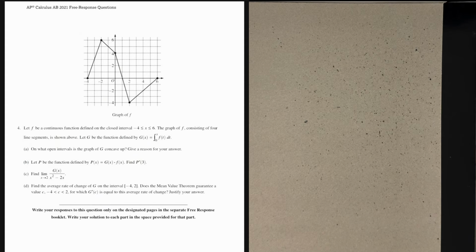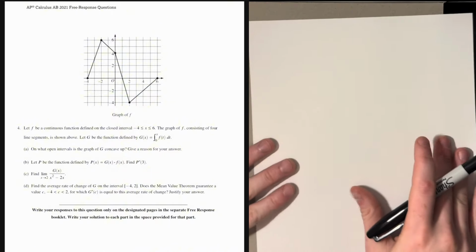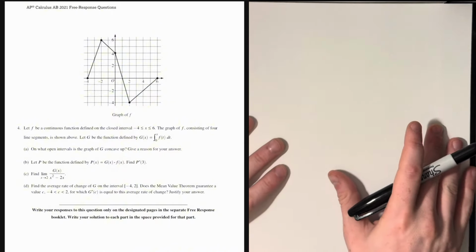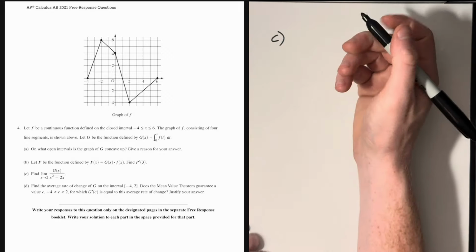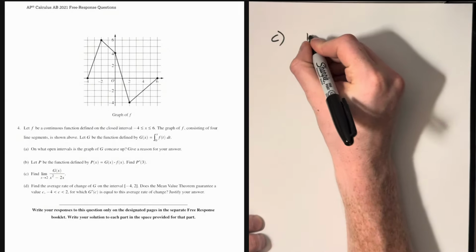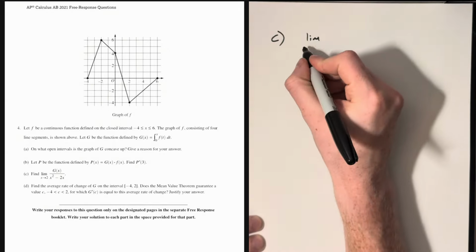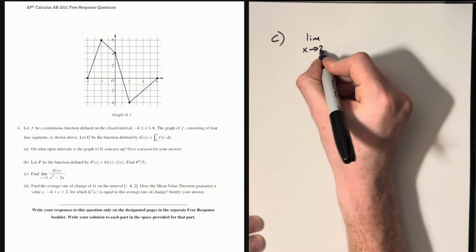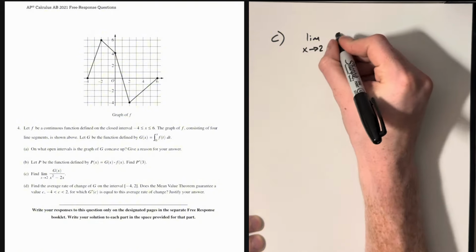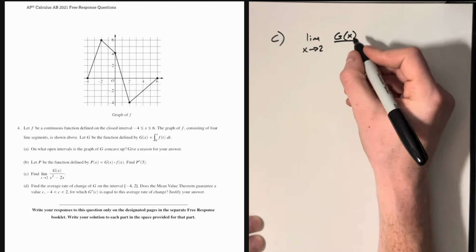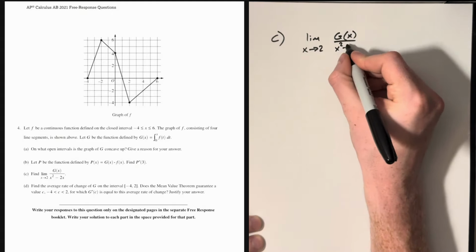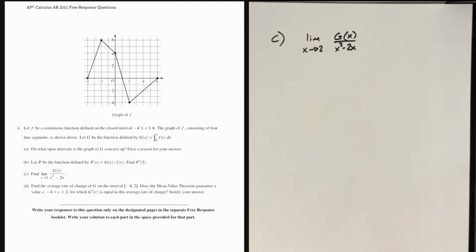So part C is all about a limit. And I have said this before, but I am a big fan of limits. I don't know why, but limits in calculus I just find really fascinating. This question says, find the limit as x approaches 2 of g of x divided by x squared minus 2x.